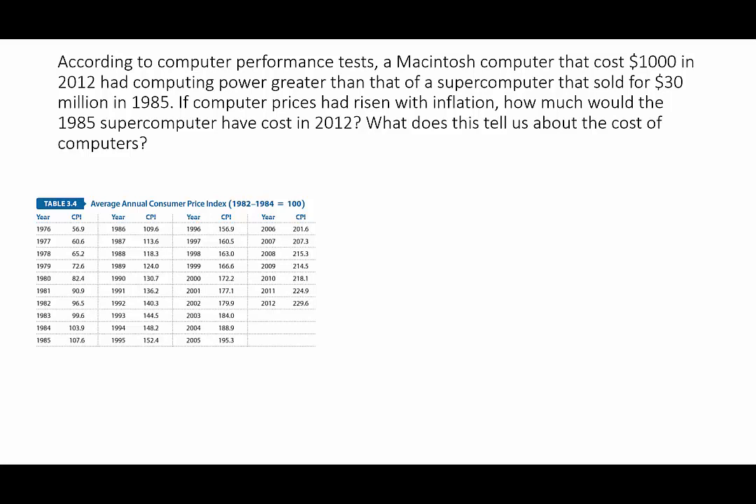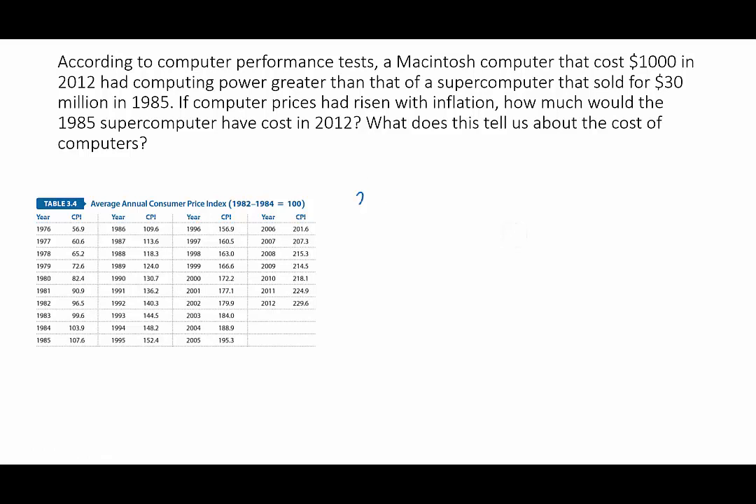Let's look at one more example. According to Computer Performance Tasks, a Macintosh computer that cost $1,000 in 2012 had the computing power greater than that of a supercomputer that would have sold for $30 million in 1985. If computer prices had risen with inflation, how much would the 1985 supercomputer have cost in 2012? What does this tell us about the cost of computers? Okay. Oh boy. So we're talking about something that was $30 million in 1985. We want to look at that $30 million from 1985.